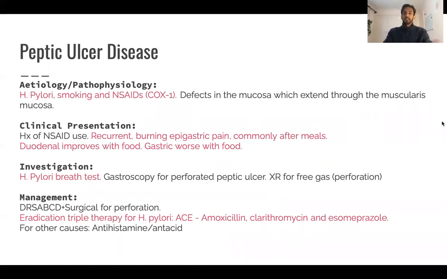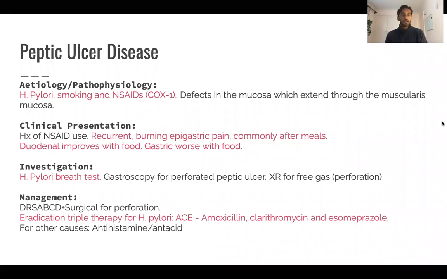So we're looking at a classic peptic ulcer disease case, and the main thing you're looking for is really your H. pylori. Some of the other risk factors, sorry, that you need to be aware of are NSAIDs, classic NSAIDs, as well as smoking. For your clinical presentation, it's very similar to GORD, as in you get your recurrent burning epigastric pain, commonly after meals. Important for determining the difference between the ulcers, however, is that duodenal improves with food, gastric is worse with food.